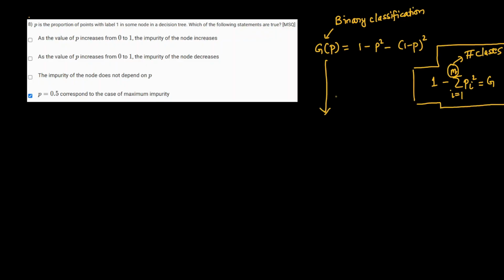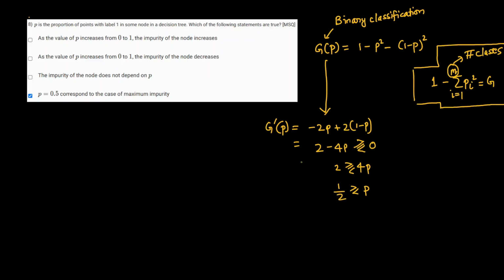Now let's try to understand what happens to G(P) when P increases. Let me take the derivative of G(P). That will be nothing but minus 2P plus 2 times (1 minus P), which is the same as 2 minus 4P. Now we need to analyze when this is positive, when this is equal to 0, and when this is negative. So we can say that this holds when 2 is greater than, equal to, or less than 4P, that is, P is less than, equal to, or greater than 1 by 2.